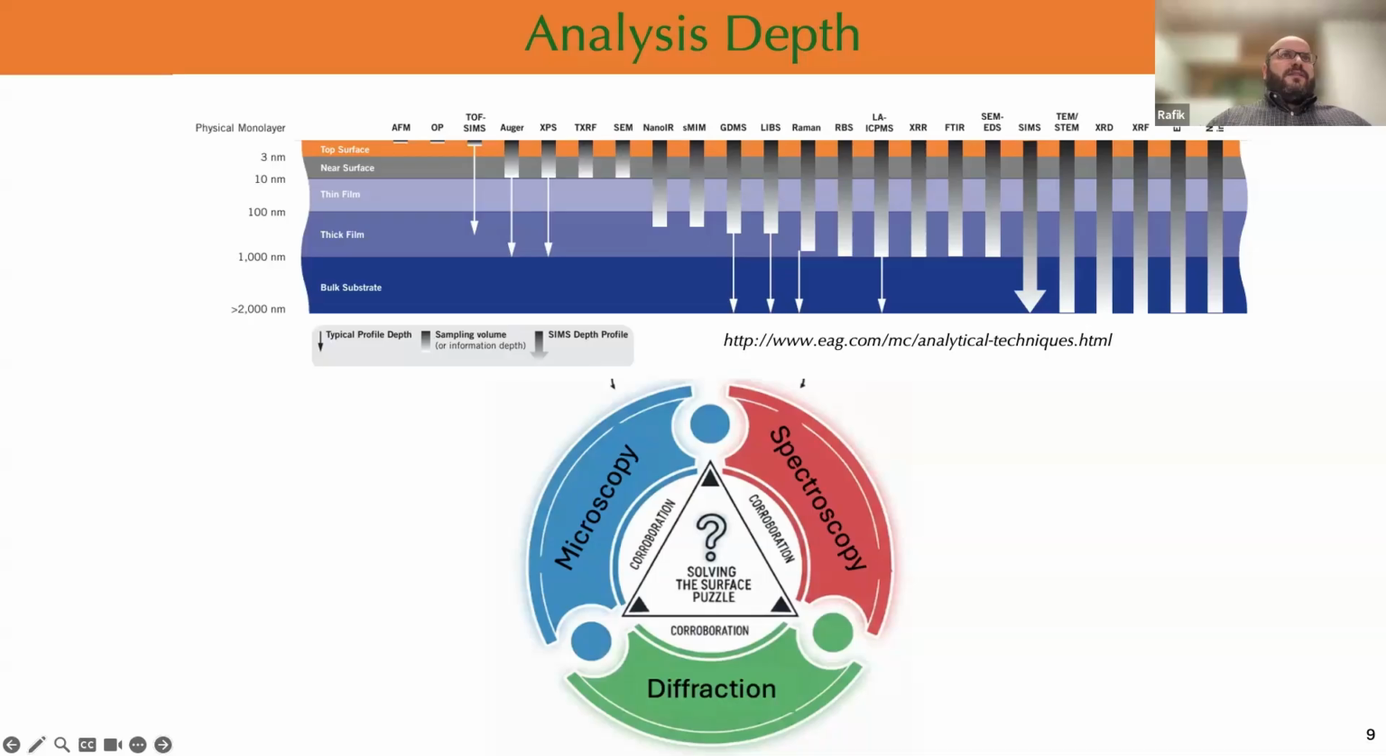But in this chart, all the techniques with the arrow mean that you can do sputtering, and in this case it will also damage your initial surface or your initial material. So this is another factor to select the right technique.